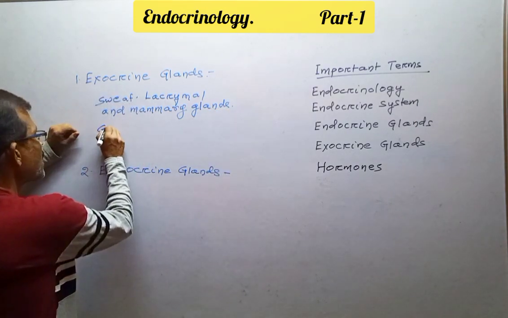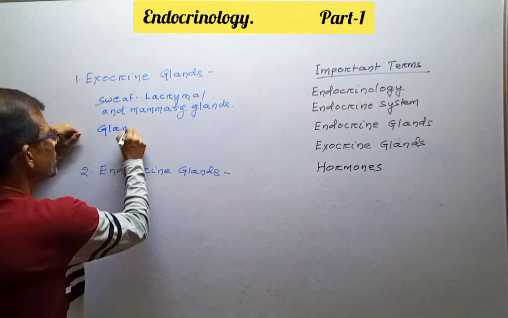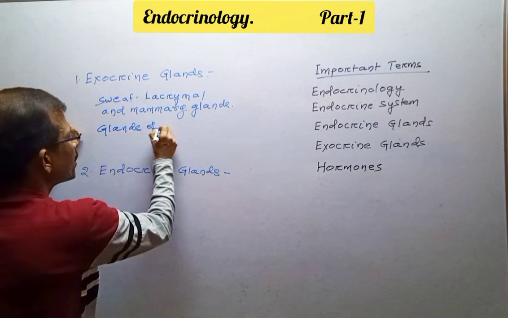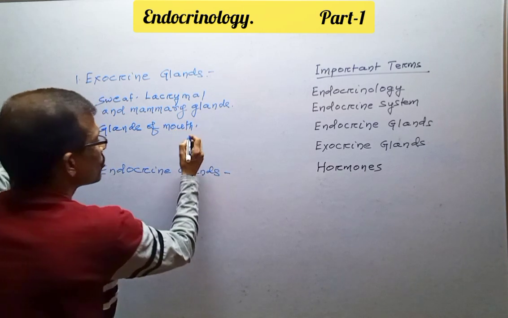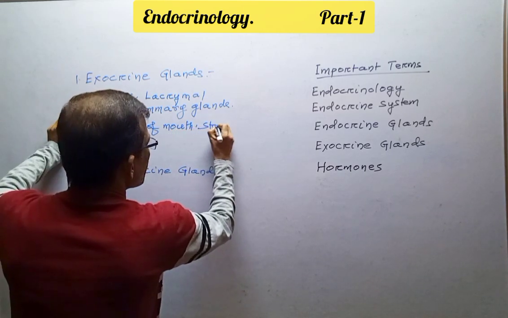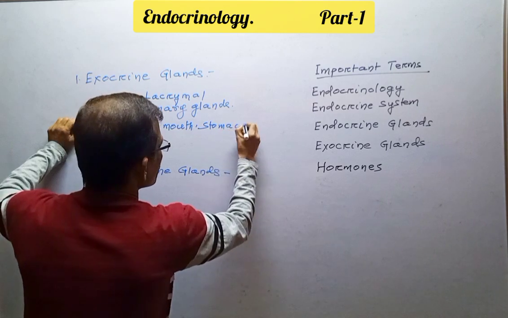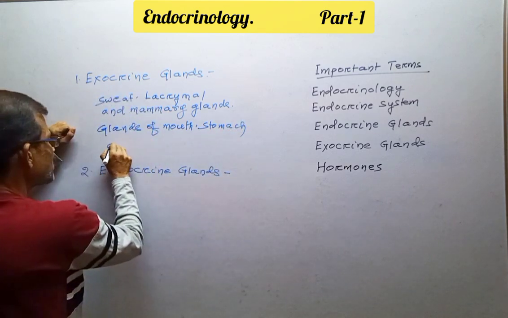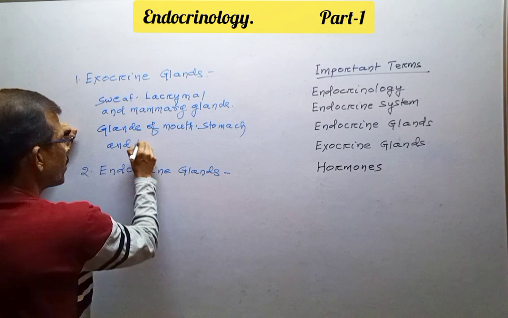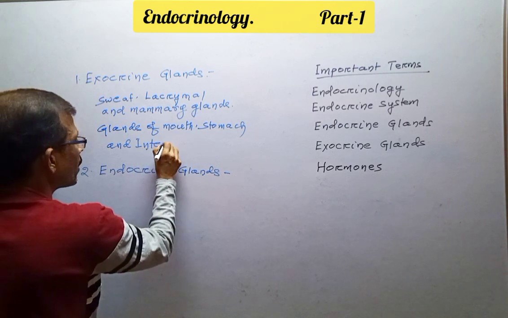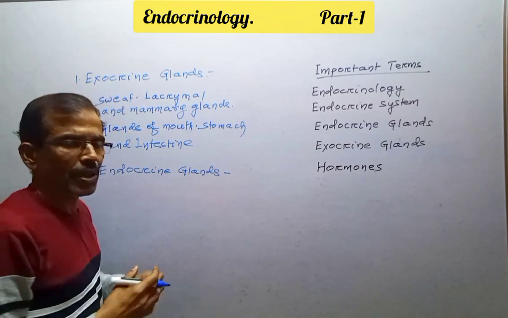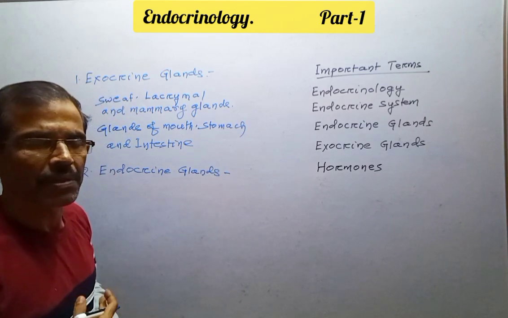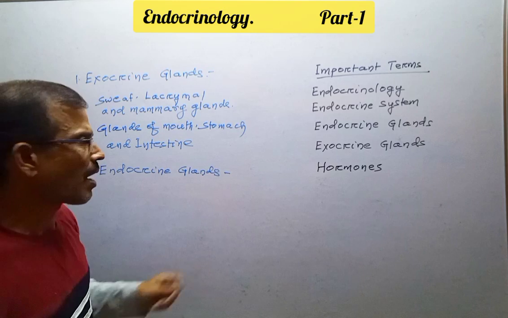Similarly, glands of mouth, stomach, and intestine pass their secretion along specific ducts into the digestive tract.